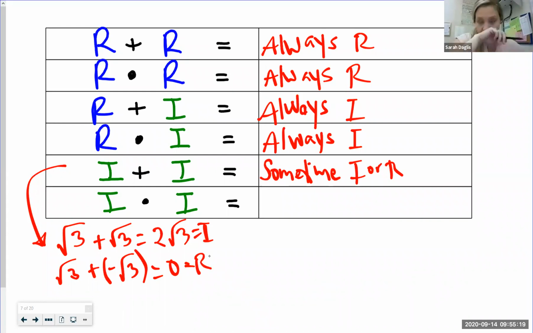All right, let's see if anything special happens if I multiply them.